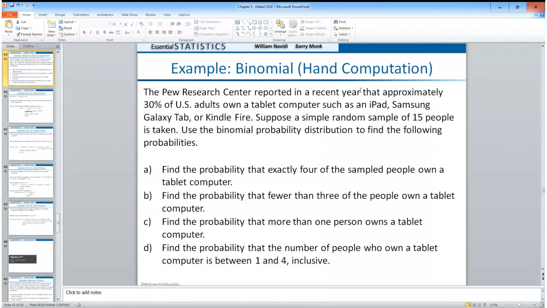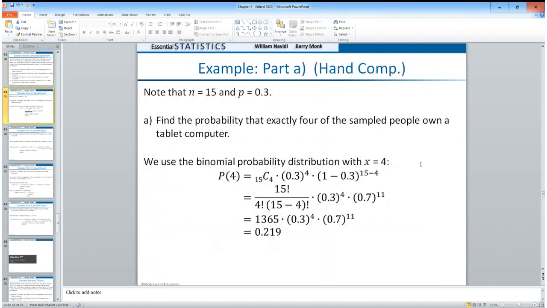C is find the probability that more than one person. So that's more than one person. That's like 2, 3, 4, 5, 6, 7, 8, all the way up to 15. And then the last one is find the probability that the number of people who own a computer or tablet is between 1 and 4 exclusive. All right, so let's go through, and I'll just show you how beleaguered this could get you if you do it by hand.